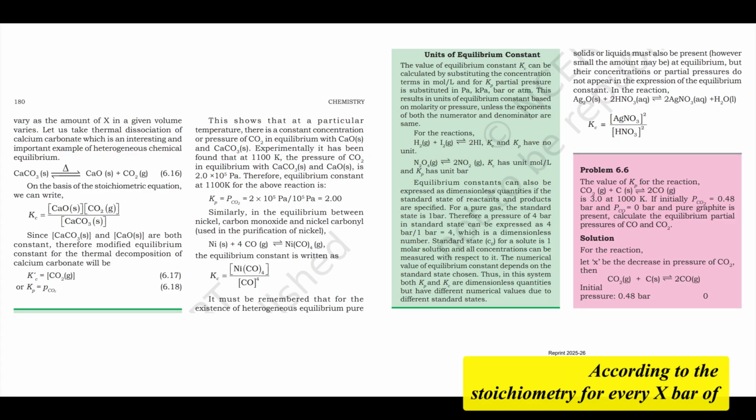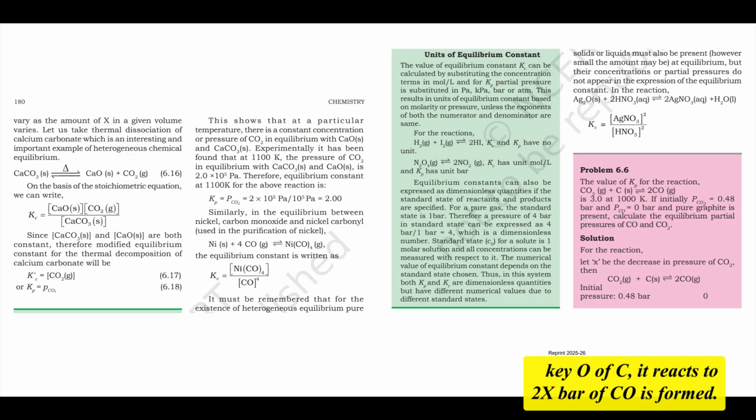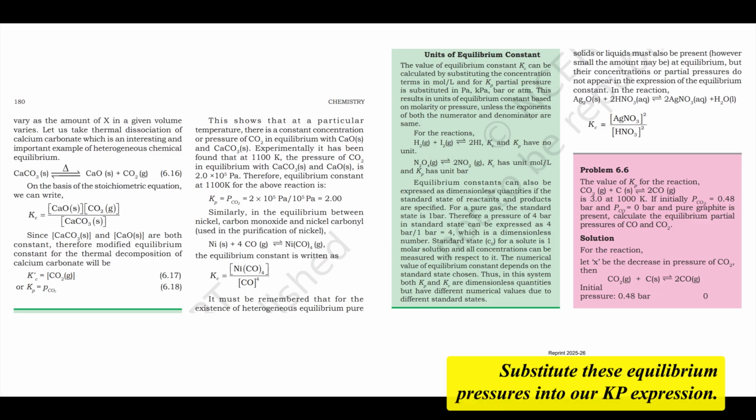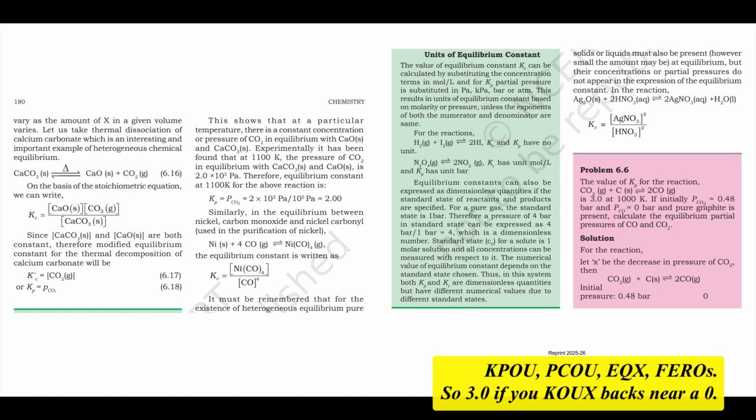According to the stoichiometry, for every X bar of H2O that reacts, 2X bar of CO is formed. So the change for H2O is minus X, and the change for CO is plus 2X. E, equilibrium pressures. PCO equals 0 plus 2X, which is 2X bar. Now substitute these equilibrium pressures into our Kp expression. Kp = (2X)² / (1.48 − X), and that equals 3.0.